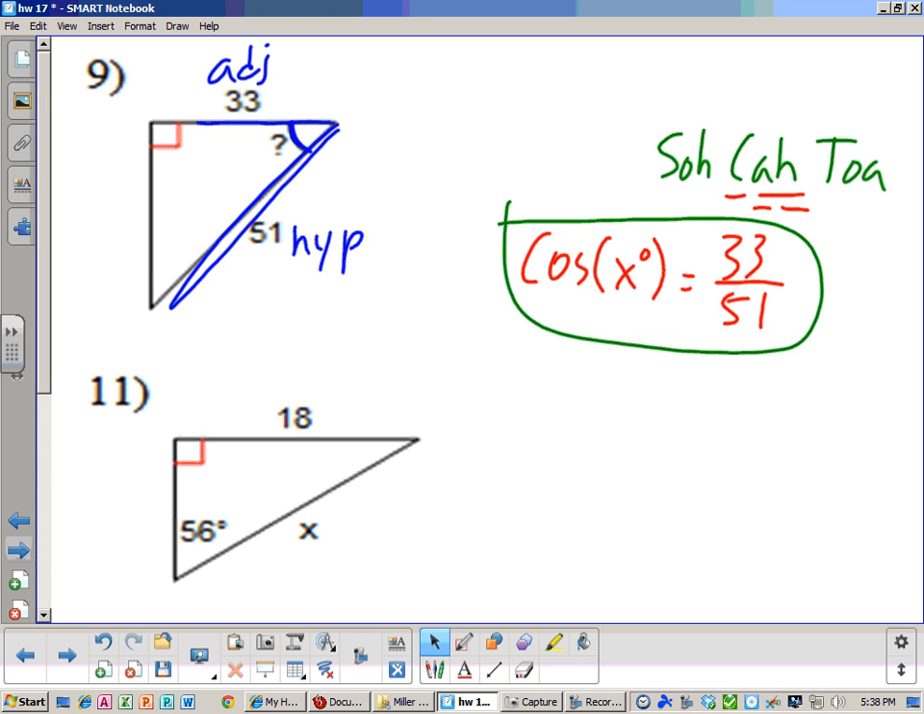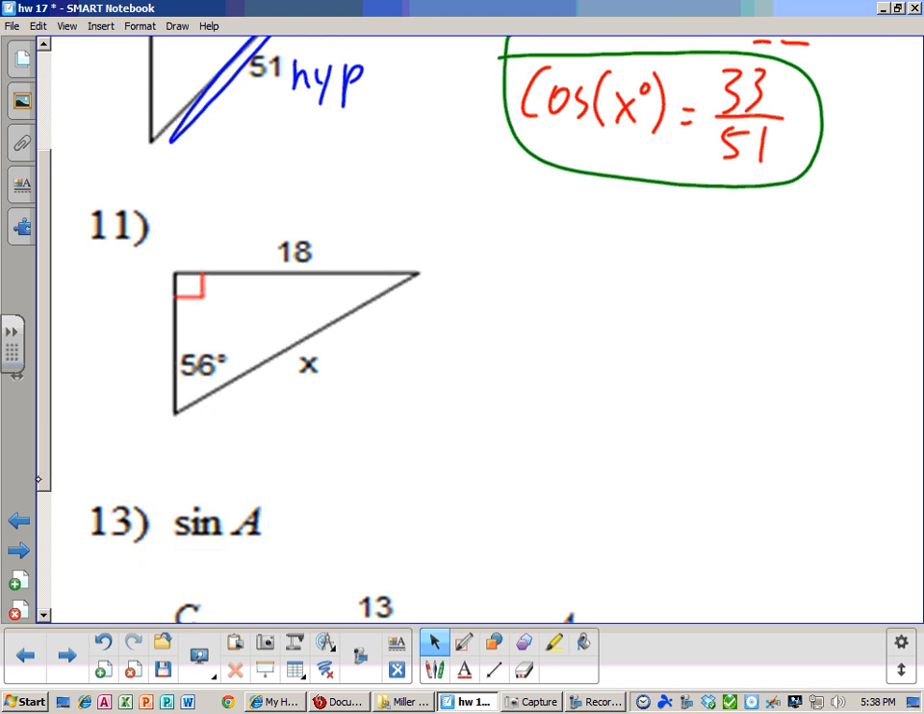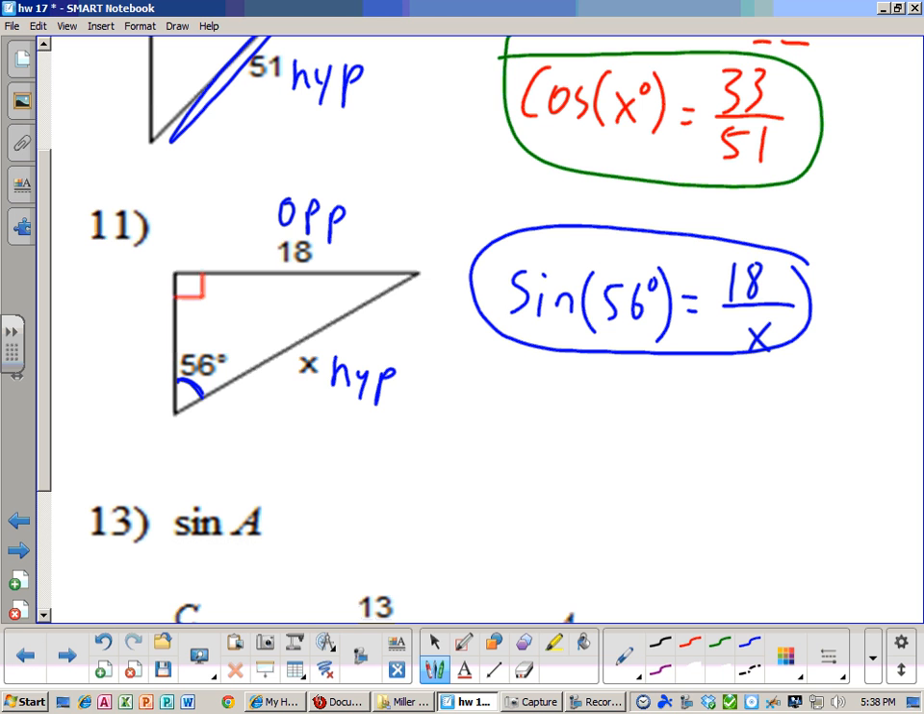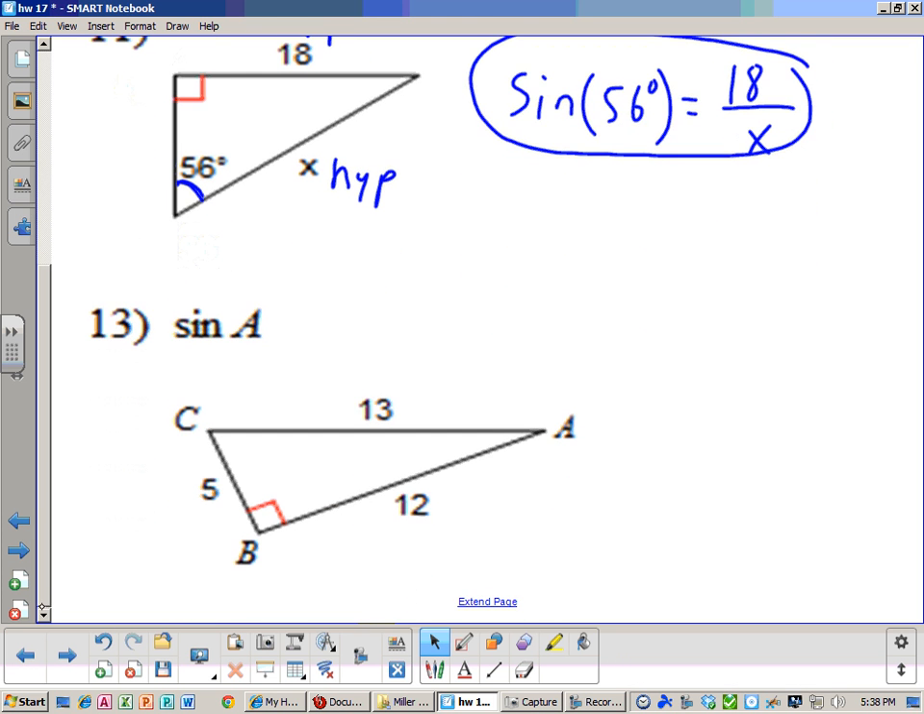Next problem. Back to the sine. This is our angle, which states that this is our hypotenuse, and this is our opposite side. Sine of 56 degrees is equal to 18, opposite over hypotenuse. Very nice. And number 3 was a typo. I didn't mean to do this problem.